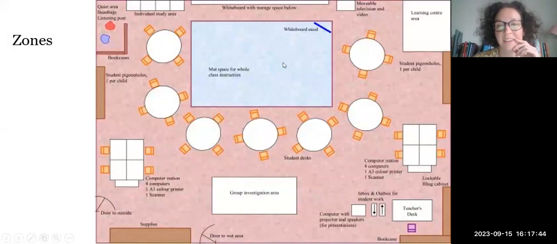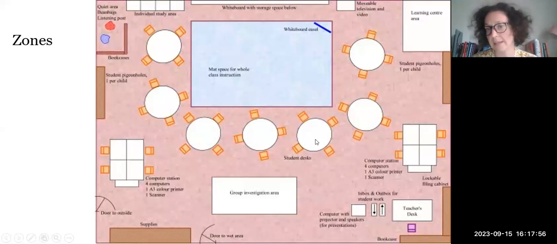And here I like this classroom because there is a mat in the middle of the classroom. There are several tables, like desks. There are tables for projects, for negotiations. Here is a group investigation area, and so on.